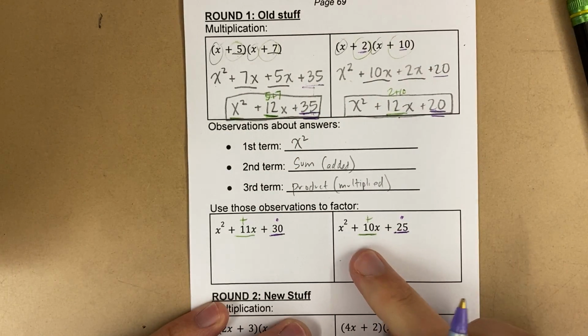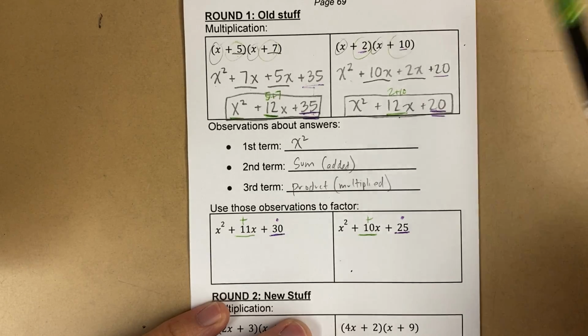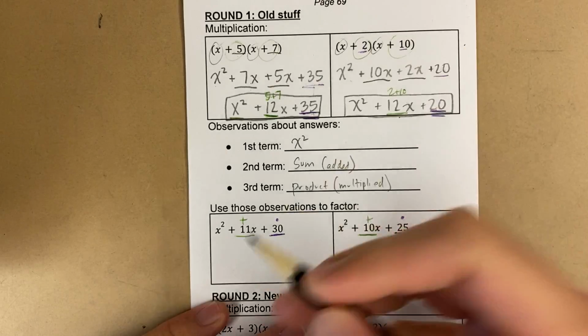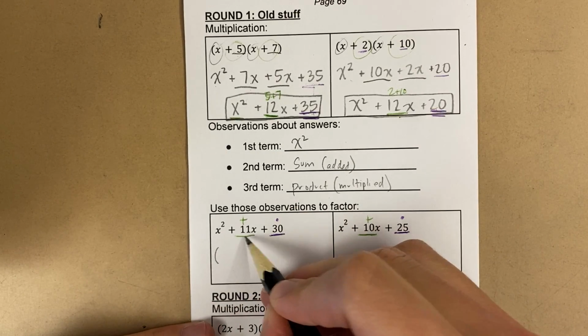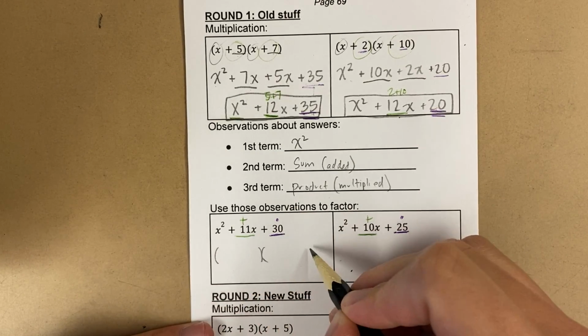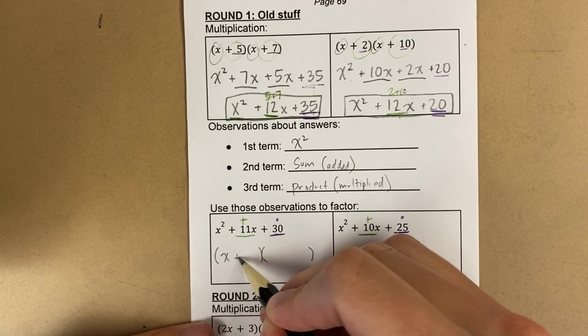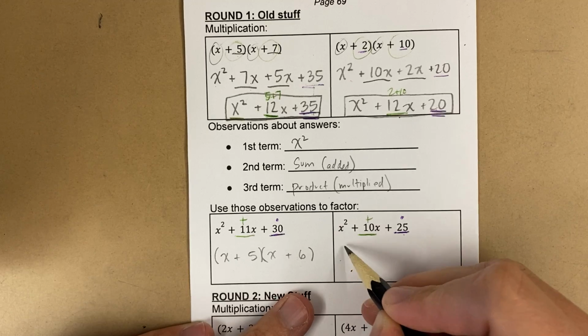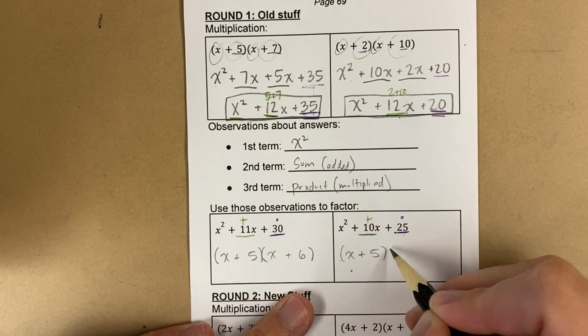Over here, I'm looking for two numbers that add to 10 and multiply to 25. How did I know that's what I'm looking for? Because I observed in multiplication that that's the pattern that happens. So here, two numbers that multiply to 30 and add to 11, that's 5 and 6. And two numbers that multiply to 25 and add to 10, that's 5 and 5.